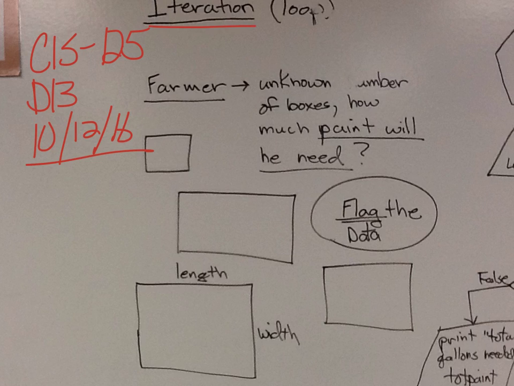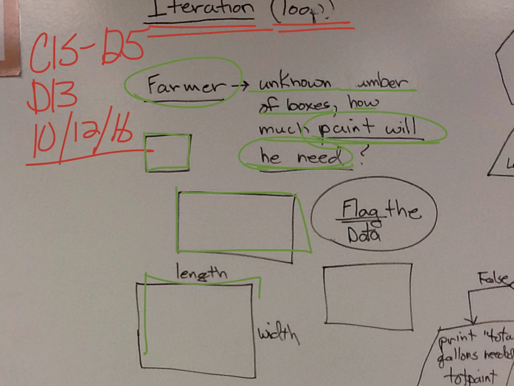Alright. Start talking about iterations, creating a loop. So we're using the same example. We've got the farmer, except now he has an unknown number of boxes he wants to make. So how much paint will he need? He has a box here, he's marking out his fields, and we don't know how many he's going to make.